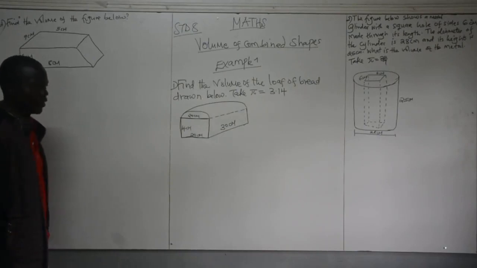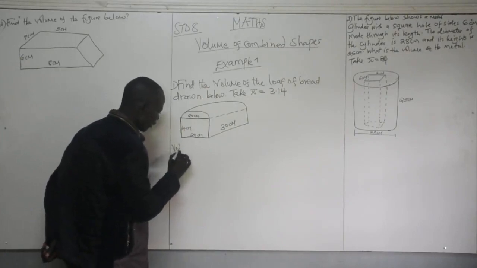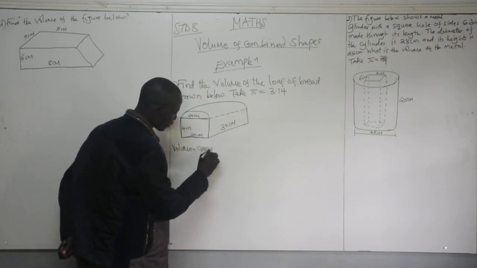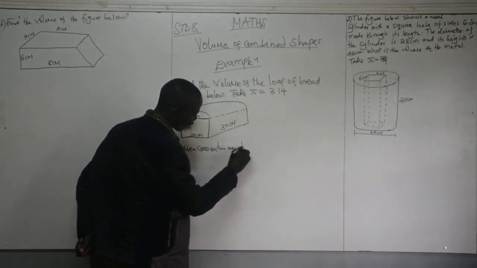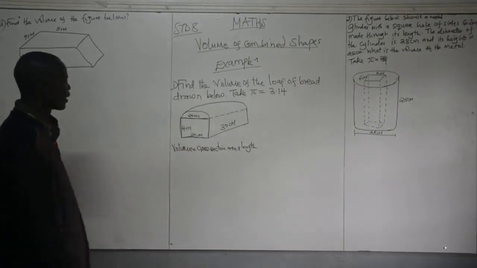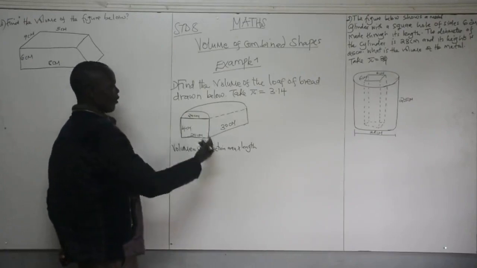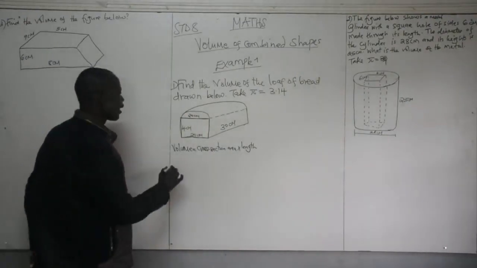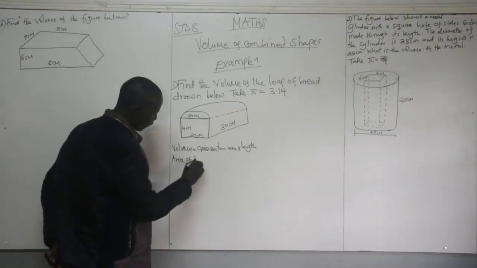So the diameter of the semicircle is equal to 20 centimeters. And I've said that volume is equal to the cross-section area, and then we multiply by the length. The cross-section area in this case is the area of the rectangle plus the area of the semicircle. Then we have to multiply by the length, which is 30 centimeters. So let us get the area of the rectangle.